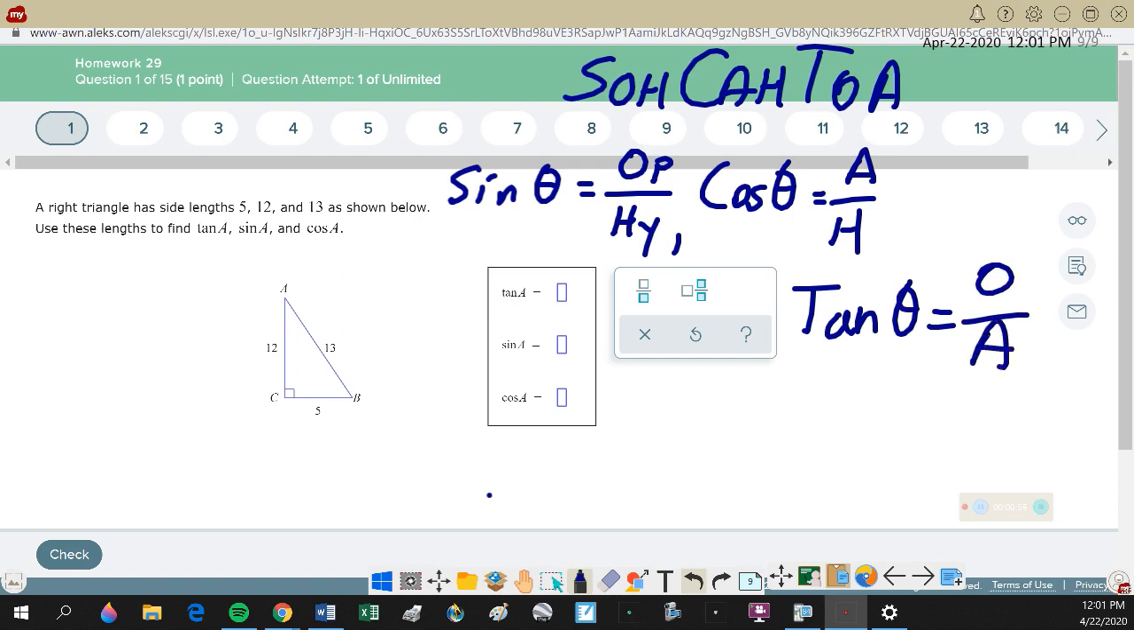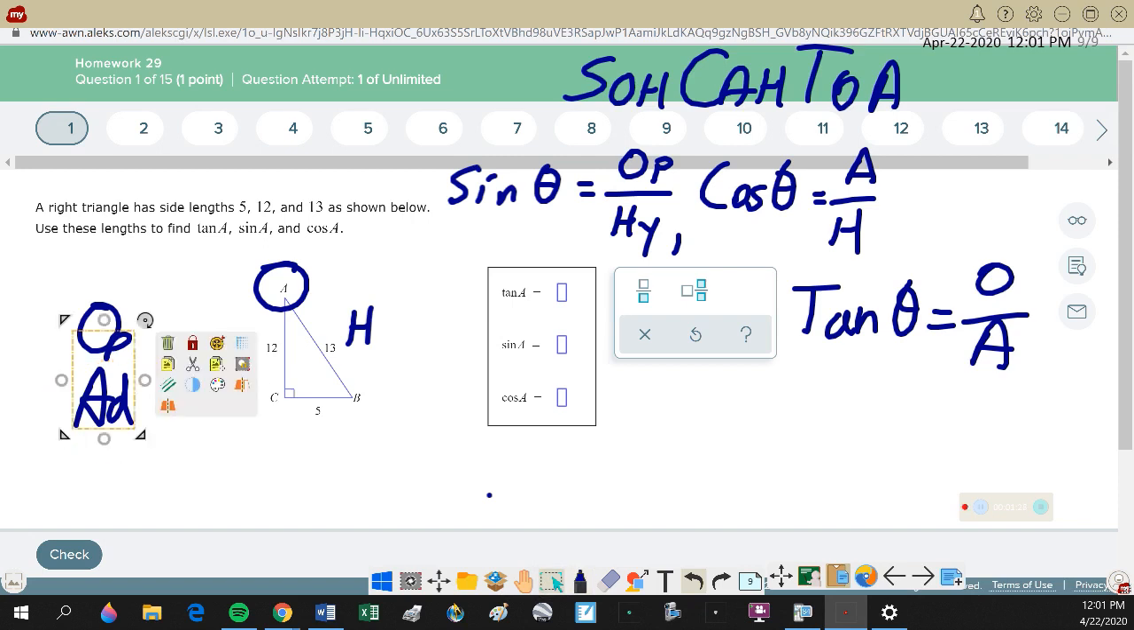Now we just have to decide what is opposite, adjacent, and hypotenuse. Well, in every right triangle, the long side is always H. And then the other two sides are either O or A, but it depends on where your angle is. So if I select A as my angle, then I need to put opposite somewhere, and I need to put adjacent somewhere. Well, adjacent means next to.